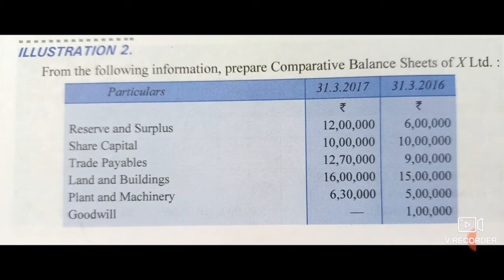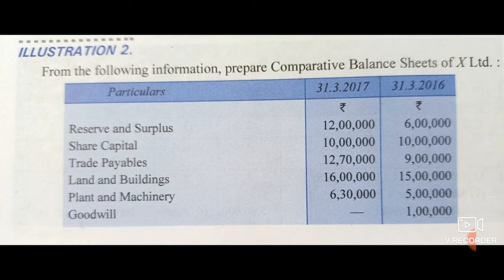Good morning, students. Today let's solve this problem of comparative balance sheet. See the problem. From the following information, prepare comparative balance sheet of X Limited. Details are given, but constructed balance sheet is not given. So we have to construct the balance sheet first with the given items, and then we have to prepare comparative balance sheet, that is columns, comparative columns of absolute increase and decrease and percentage increase and decrease.